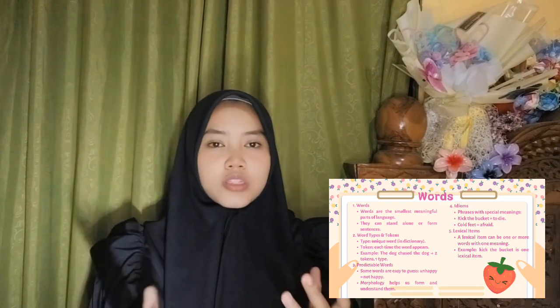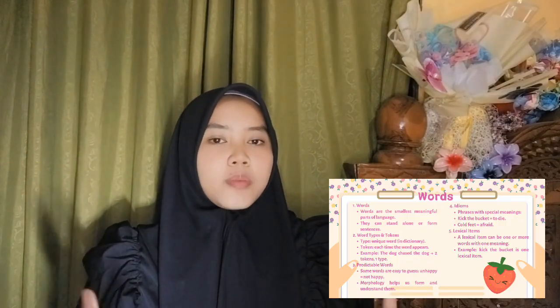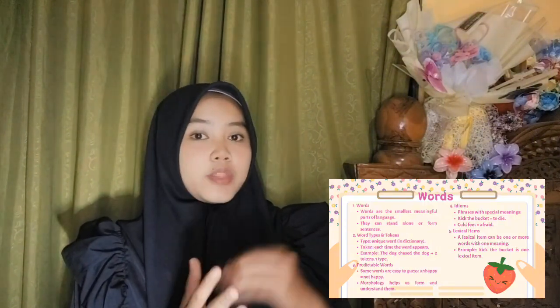Dictionaries list word types, or only one entry for each unique word. So when we talk about how many words are in a sentence, we must be clear. Do we mean the number of tokens, or all words including repetition, or the number of types, different words only? And now we move to the third point.